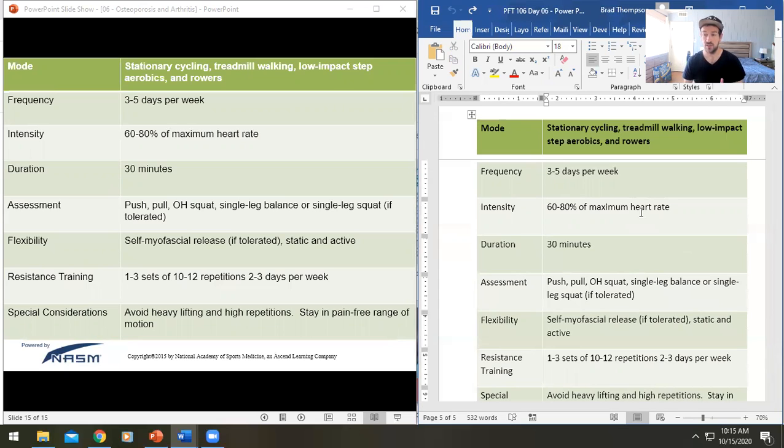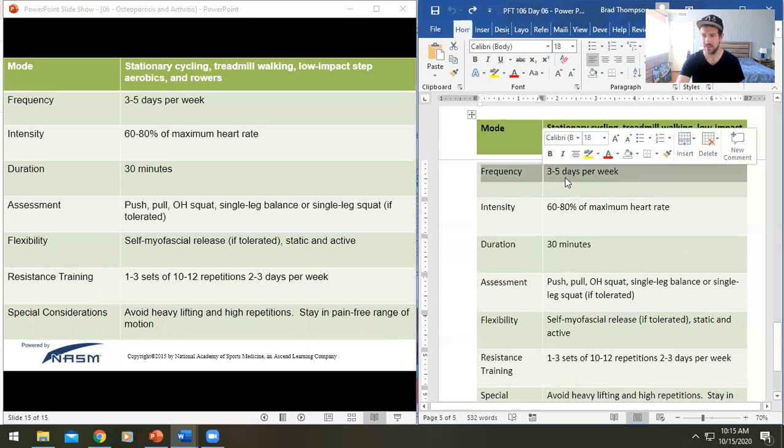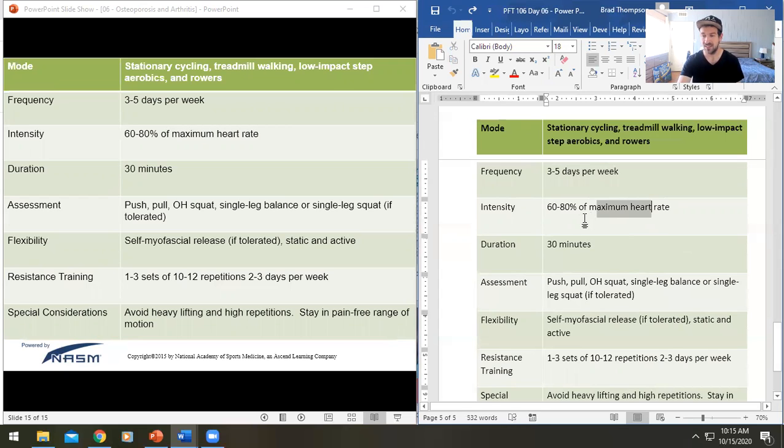Arthritis, what do we do? Stationary cycling is nice because that can keep them in an upright posture. Treadmill, we love it. Low impact step aerobics are great. And then the rowing machine is also really good here. 3 to 5 days per week, so nothing fancy here. This is classic for everybody. 60 to 80% of max heart rate, totally normal there.